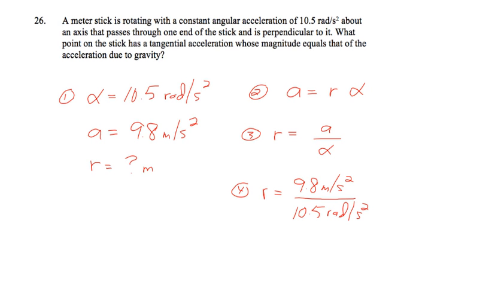And if you solve that, what do you get for the answer? 0.93. To 3 significant digits, 0.933.